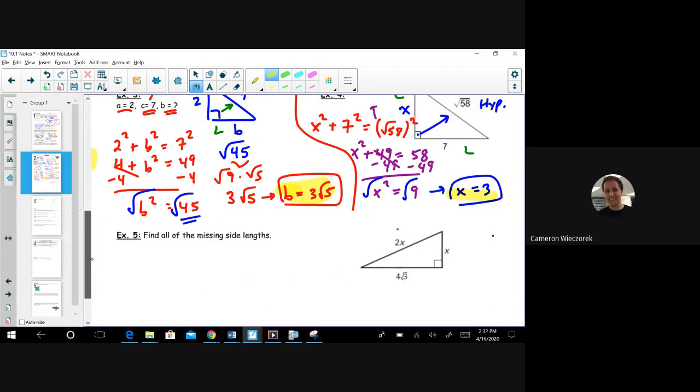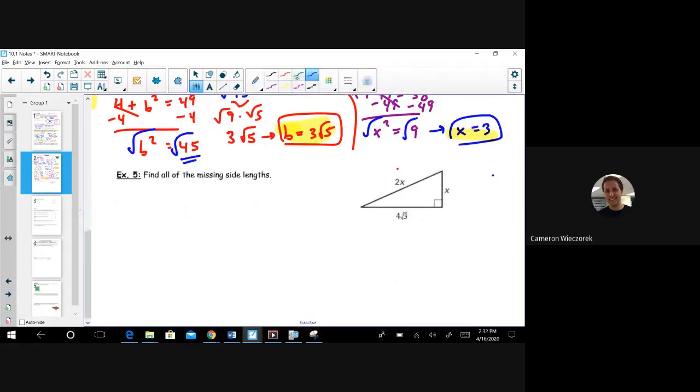Take a look at example 5. More x's in this one. Now there's different expressions for the different side lengths. I'm going to label the same thing first. It wants me to find all missing side lengths. So not just solving for x, but I have to find out what 2x is as well.